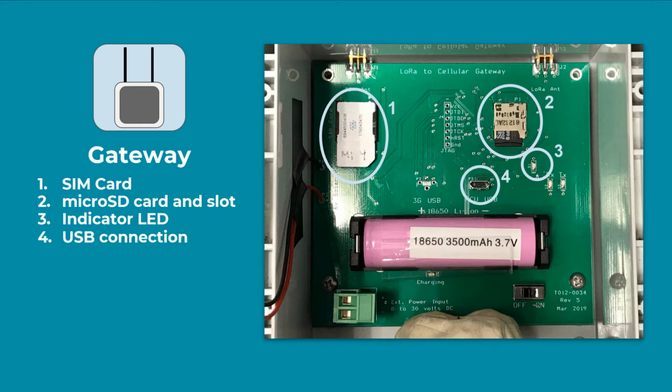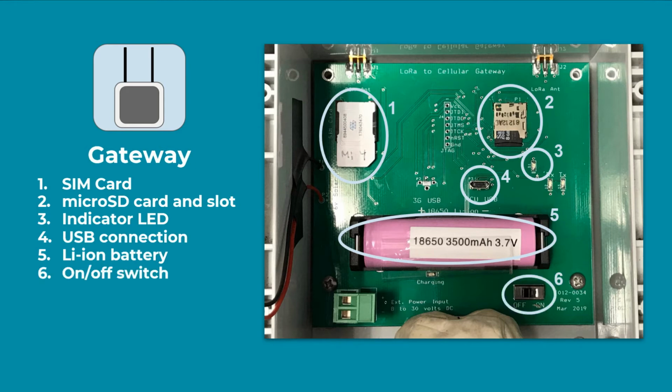The micro USB connection allows for direct communication with the gateway via a PC and software user menu. The onboard lithium battery provides power to keep the gateway running for days without recharging. A slide switch controls the power from the battery to the microcontroller. As noted earlier, however, it does not disconnect the solar panel.